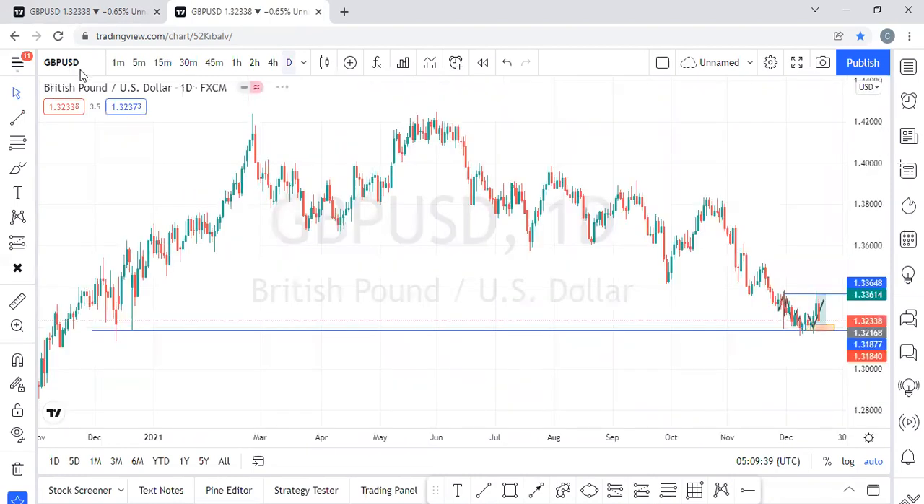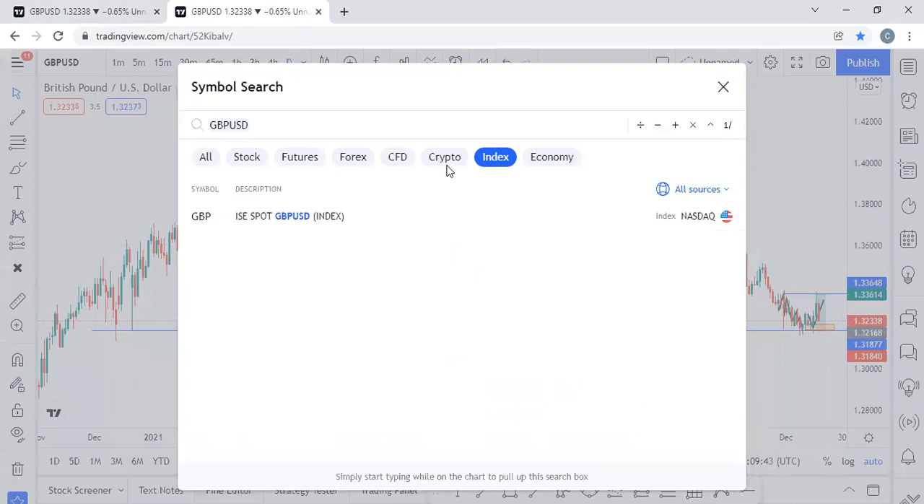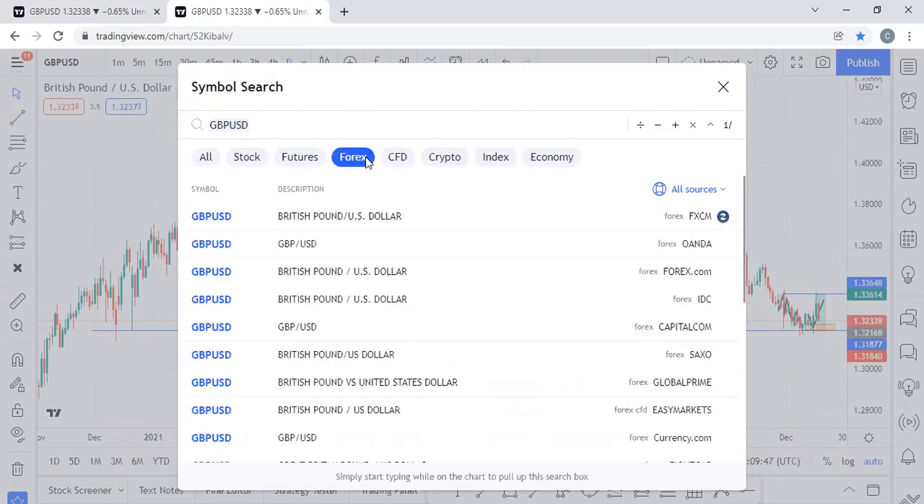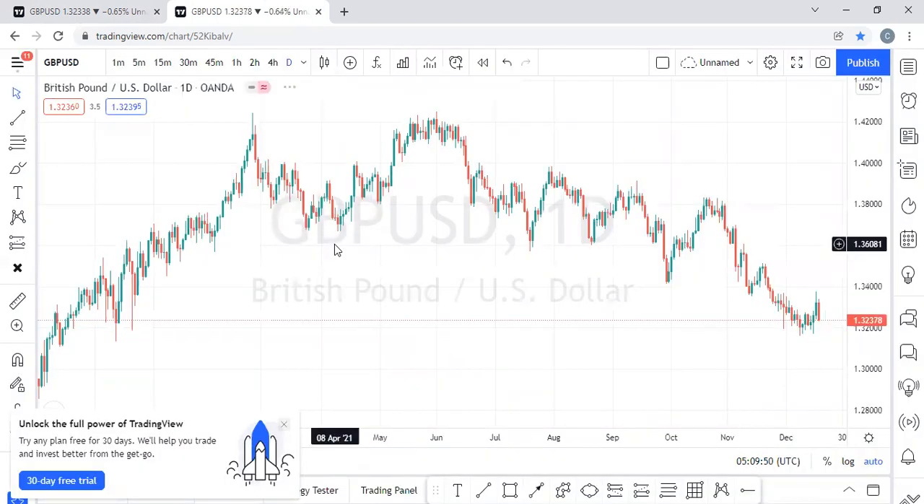Let's see if we can use another broker. Right, I think I analyzed this sometime last week. I'll go over it again.